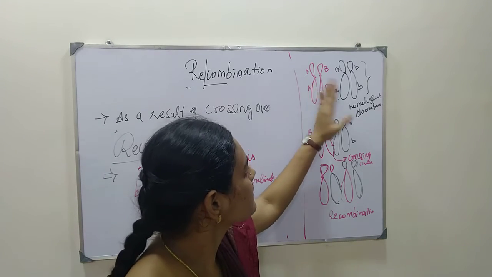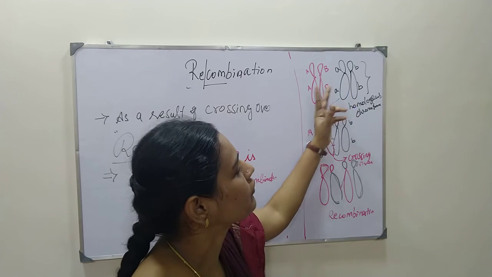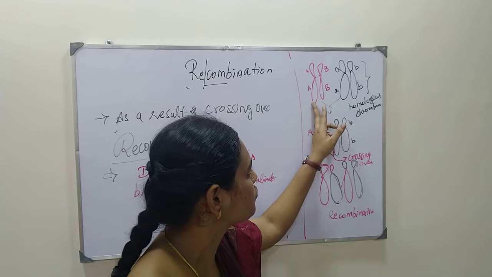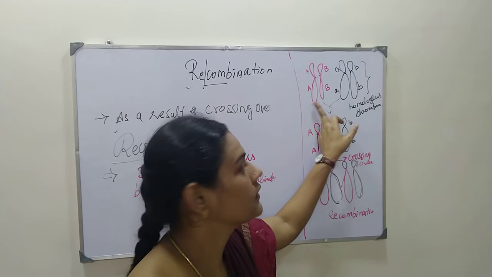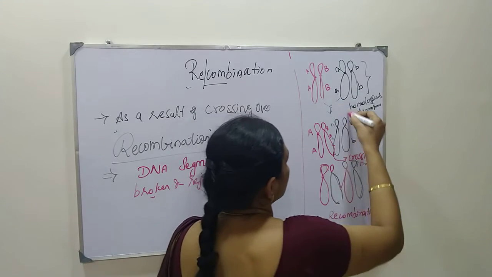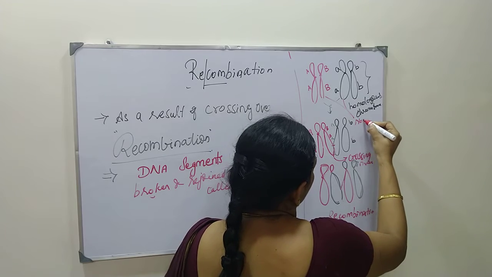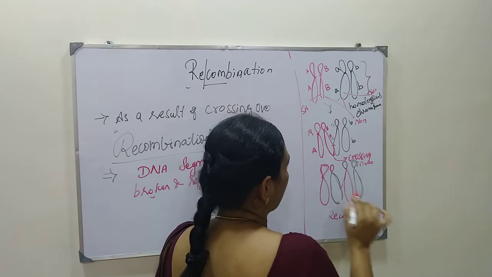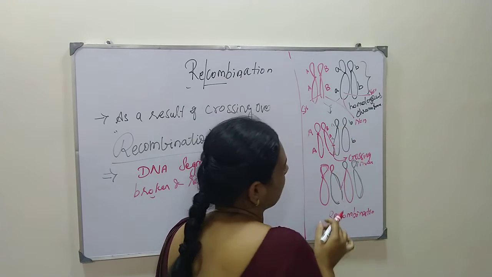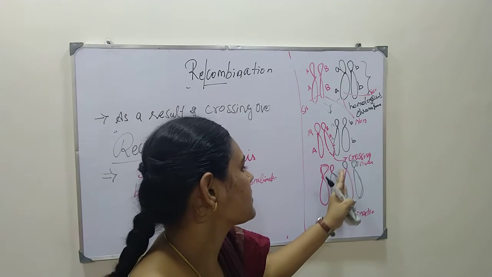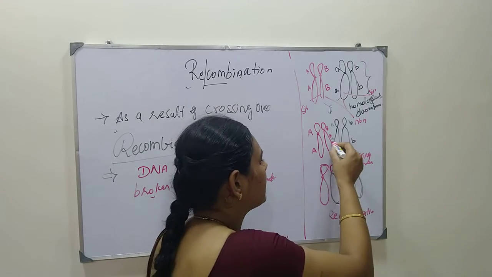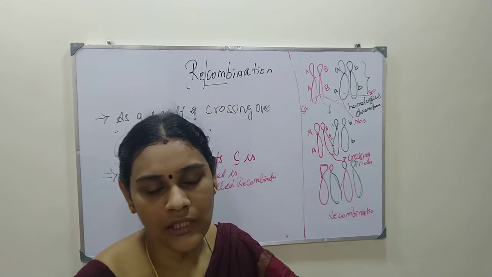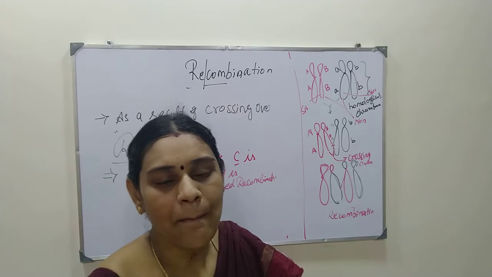In the diagram I will show you the two different homologous chromosomes I have taken. These two are sister chromatids, and these two are sister chromatids, while these are non-sister chromatids. The non-sister chromatids come into close contact with each other. In the next step they interchange their DNA segments, thereby we get recombination as a result of crossing over. This is about the recombination definition as well as the mechanism.